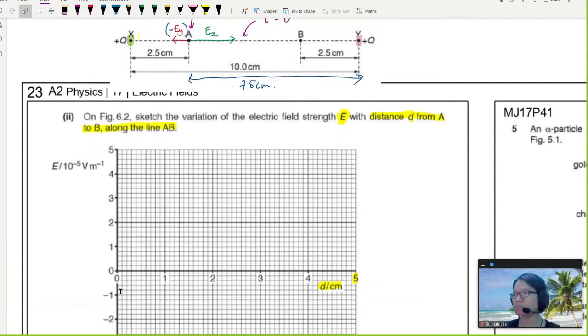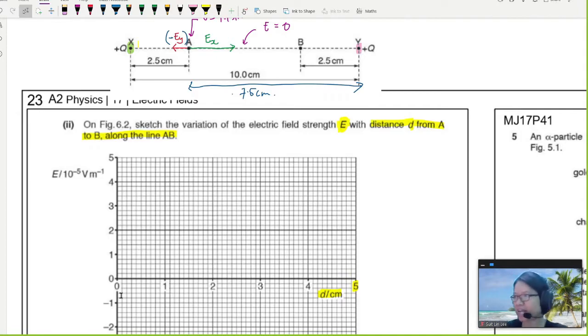You might be thinking, but miss, the charges are separated by 10 cm. You see this 10? Why can it be 5 cm? Well, distance d from A to B, oh, snap. They want you to draw here. So we don't care about X to A, we don't care about B to Y, we just want the middle portion. That's why it's 5 cm lah, okay?